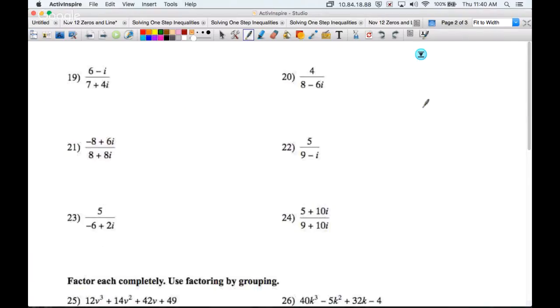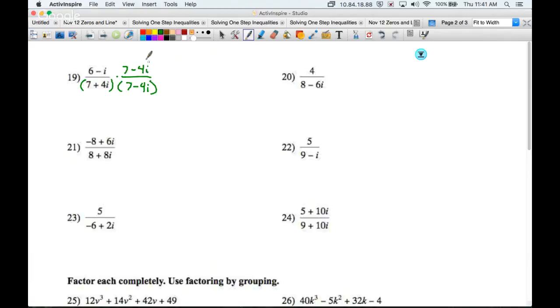Now we've got some fractions that have this binomial imaginary number, or an imaginary number with both a real and an imaginary part. The only way to make this real is to multiply it by its complex conjugate. To create a complex conjugate, you just take that middle operator and you flip its sign. So 7 plus 4i is going to become 7 minus 4i.